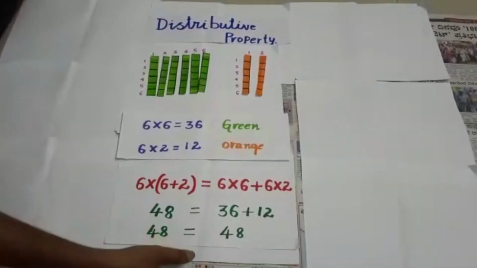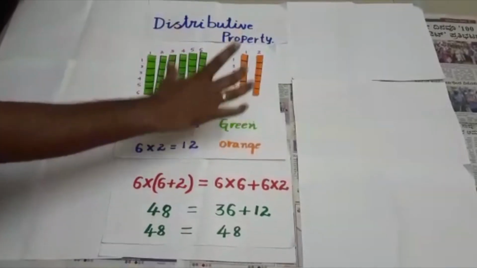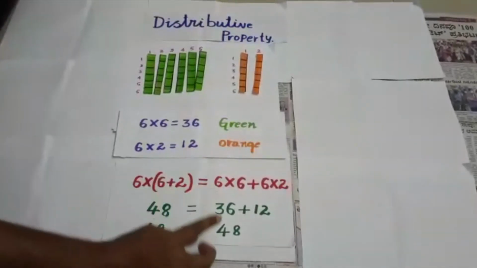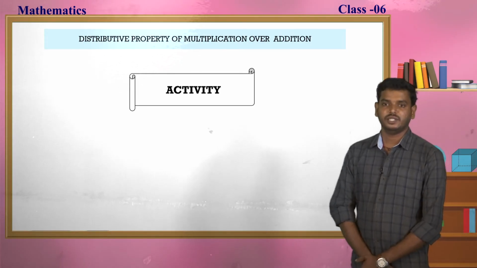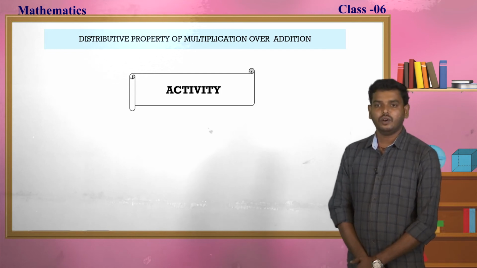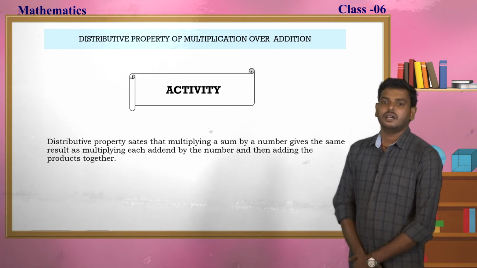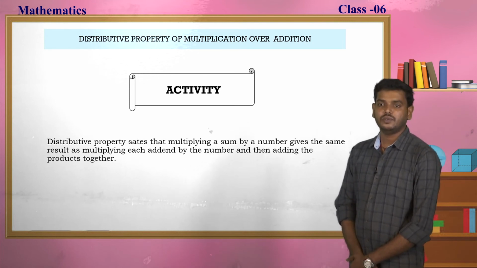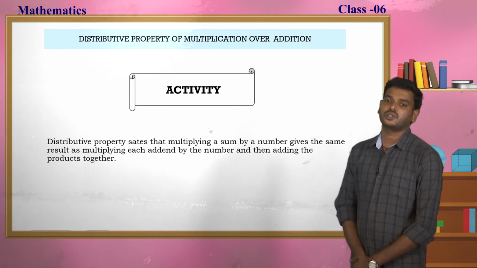By this I can conclude that distributive property holds good even for whole numbers. Yes, children, I hope you have enjoyed and learned the activity in detail about distributive property. According to the activity, I can state that multiplying a sum by a number gives the same result as multiplying each addend by the number and then adding the products together.